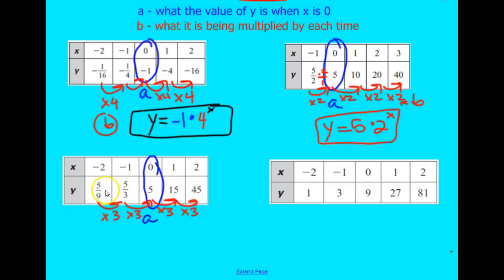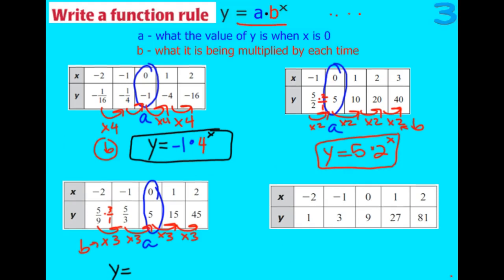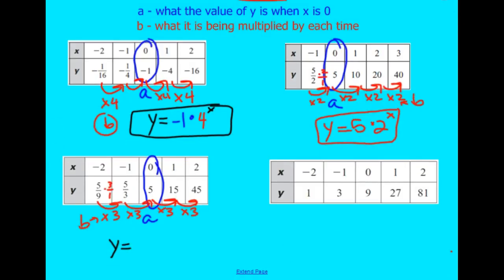5/9 times 3. If you want, you can multiply by 3. It'll give you 15 over 9, which will simplify to 5 over 3. So we know that's going to be b. So we have y equals a times b to the power of x right there. So a is 5 times b, which is 3 to the power of x.